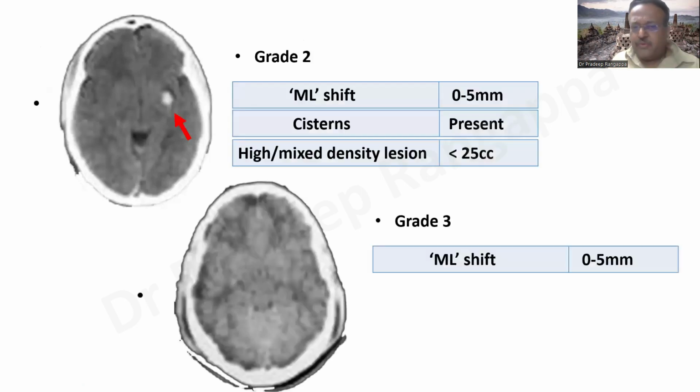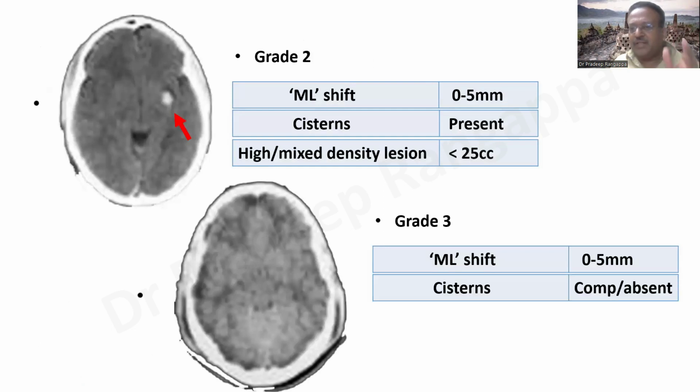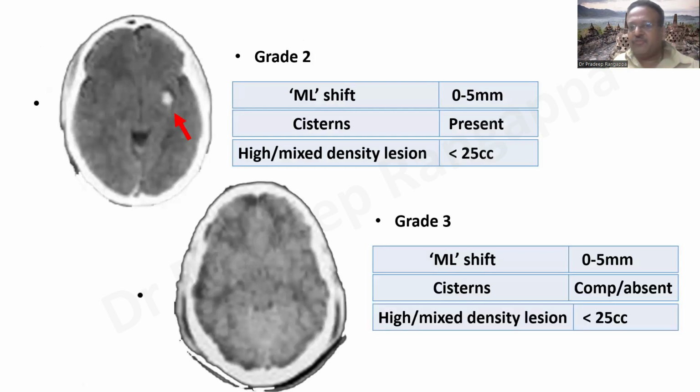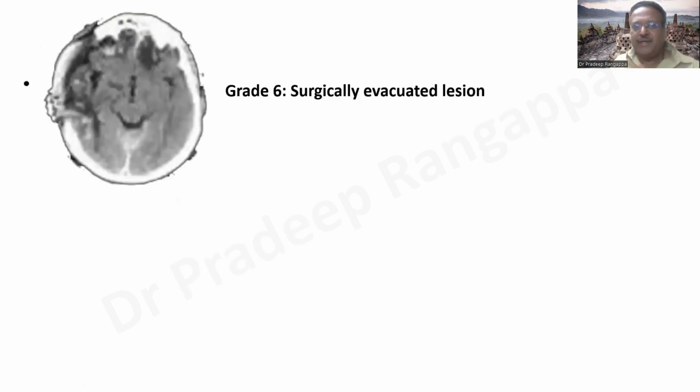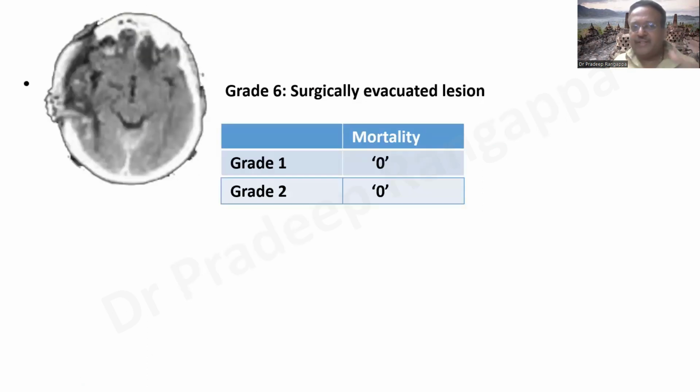So I spoke about this. I won't go into details of this. There is a separate video on this. So basically, remember from grade 3, you have effacement of the systems. Grade 4 is where you have midline shift of more than 5. And grade 5 and grade 6 is where you start having hematomas and evacuable hematoma.